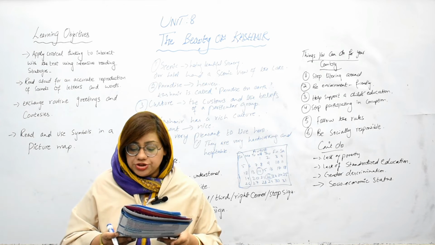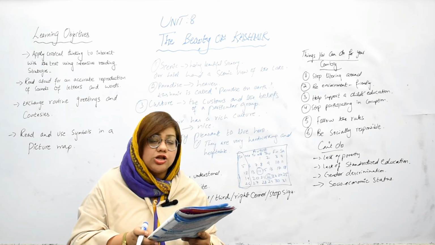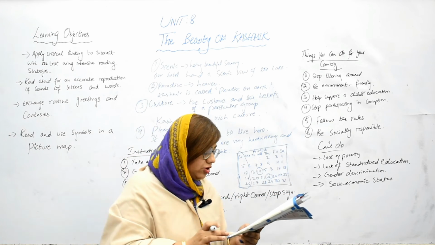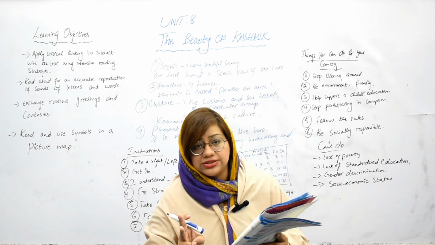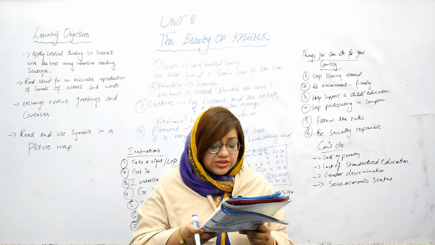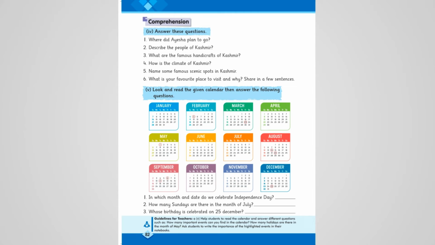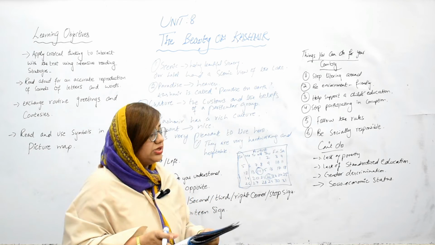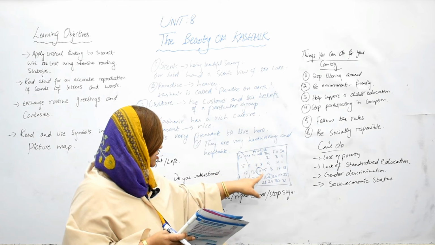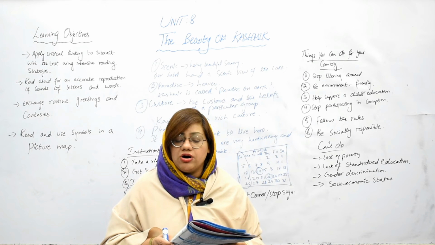Now what you all need to do is to thoroughly see all the calendars along with the dates. At the end of this, there are 3 blanks. I'm reading that one. In which month and date do we celebrate Independence Day? We know that. On what date will we celebrate Independence Day? We celebrate on 14th August. See the calendar, which date? That is 14th August. So write here 14th August.